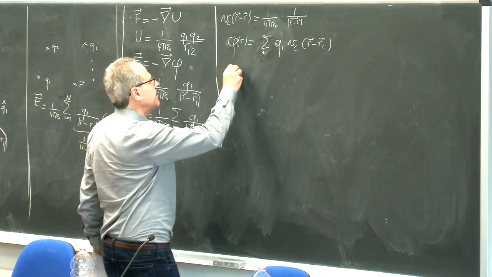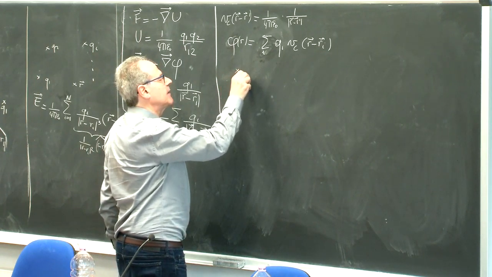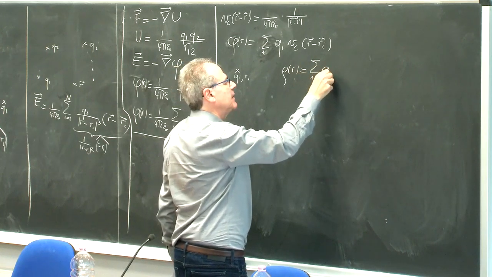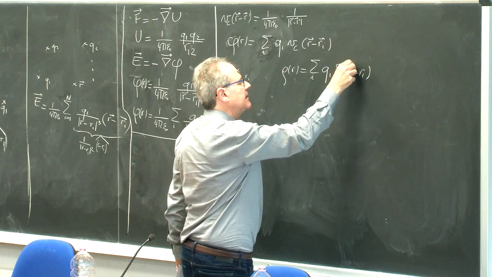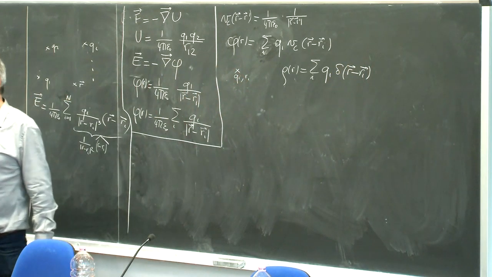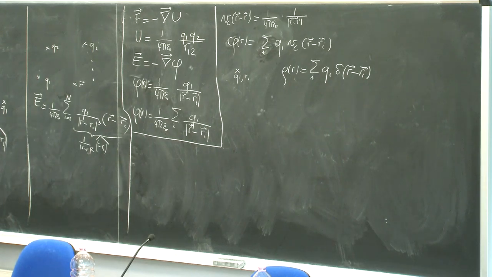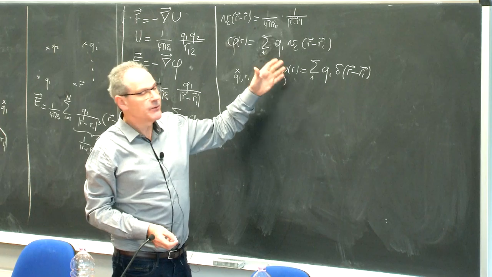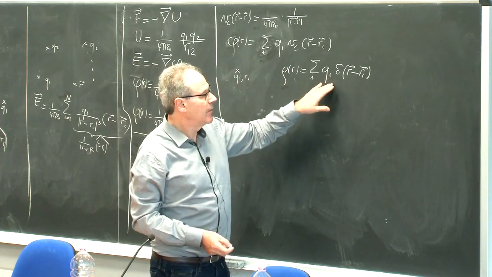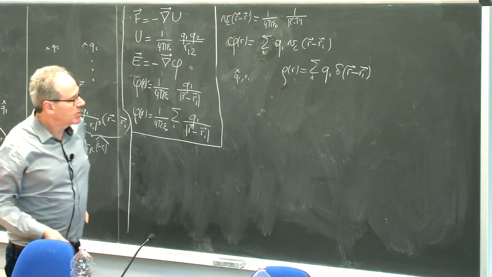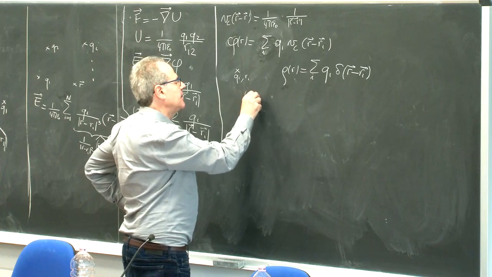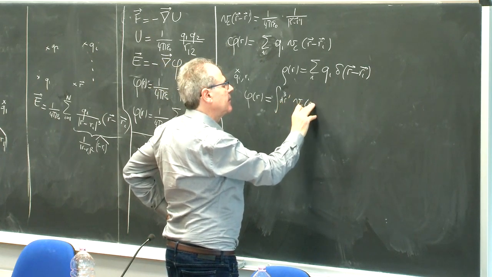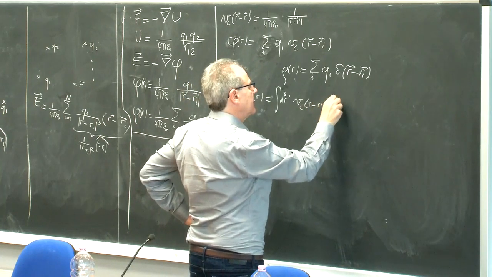And if you have particles qi at points ri, you can define a charge density rho of r equals sum over i of qi delta of r minus ri, where delta is the Dirac distribution. Everybody is familiar with the Dirac. So this is the charge density created by particles of charge qi at points ri. Okay? So if you use this notation, then phi of r is the integral d3r prime of Vc of r minus r prime times rho of r prime.